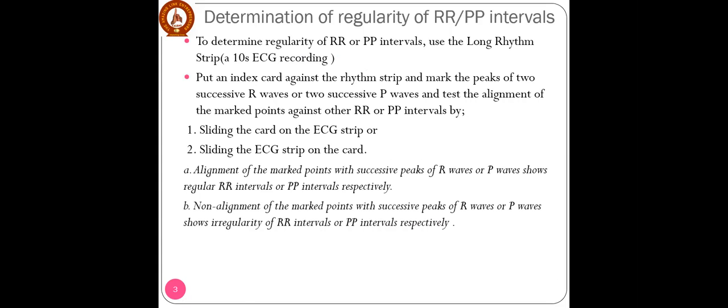Alignment of the mark points with 2 successive peaks of R waves or P waves shows a regular RR interval or PP interval respectively. Non-alignment of the mark points with successive peaks of R waves or P waves shows irregularity of the RR interval or PP interval respectively.